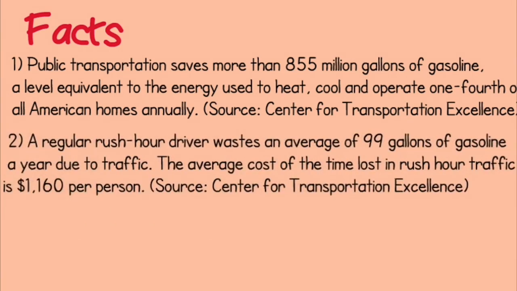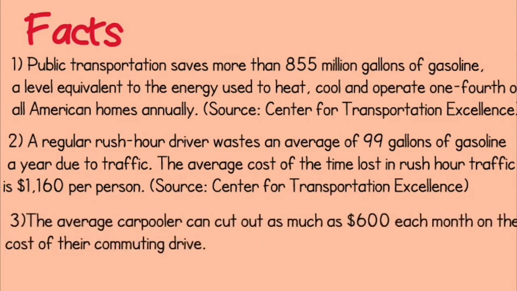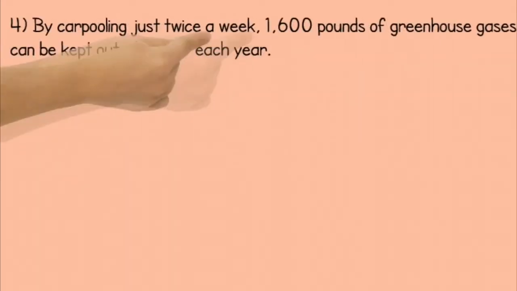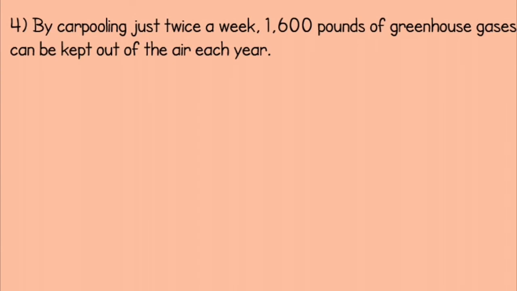Fact 2. A regular rush hour driver wastes an average of 99 gallons of gasoline a year due to traffic. The average cost of the time lost in rush hour traffic is $1,160 per person. Fact 3. The average carpooler can cut out as much as $600 each month on the cost of their commuting drive. Fact 4. By carpooling just twice a week, 1,600 pounds of greenhouse gases can be kept out of the air each year.